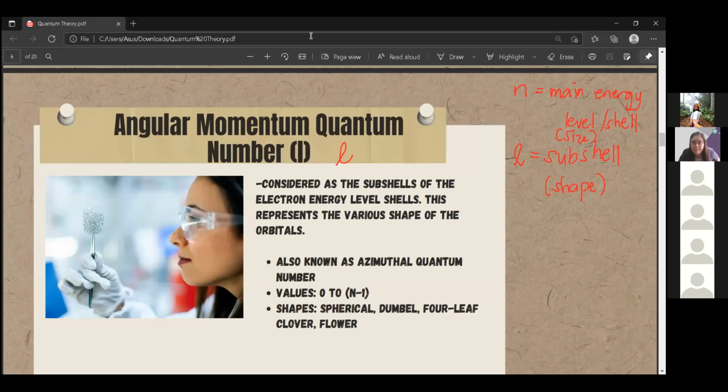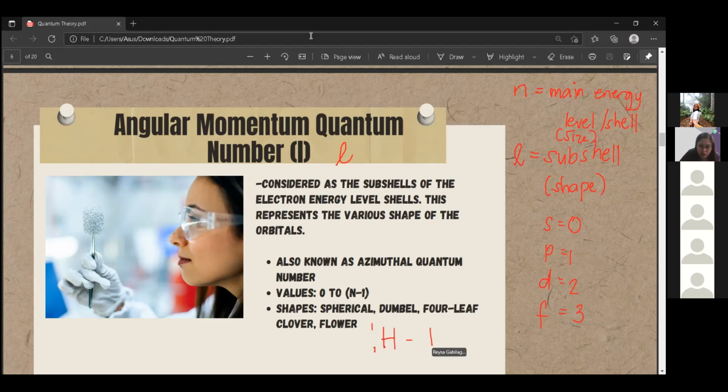So, meron tayong 4 na subshell, S, P, D, and F. Yan yung 4 natin na subshell, class. And isa-isa sila, meron silang mga numbers na nagre-represent for them. So pasunod lang din yan. You'll start with 0, 1, 2, and 3. And paano mo siya malalaman? This will be identified sa last electronic configuration. For hydrogen, this is 1,1.